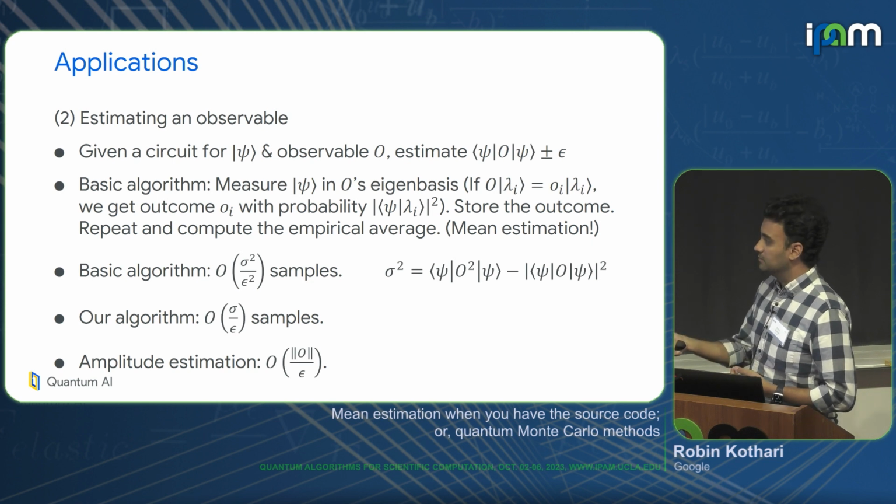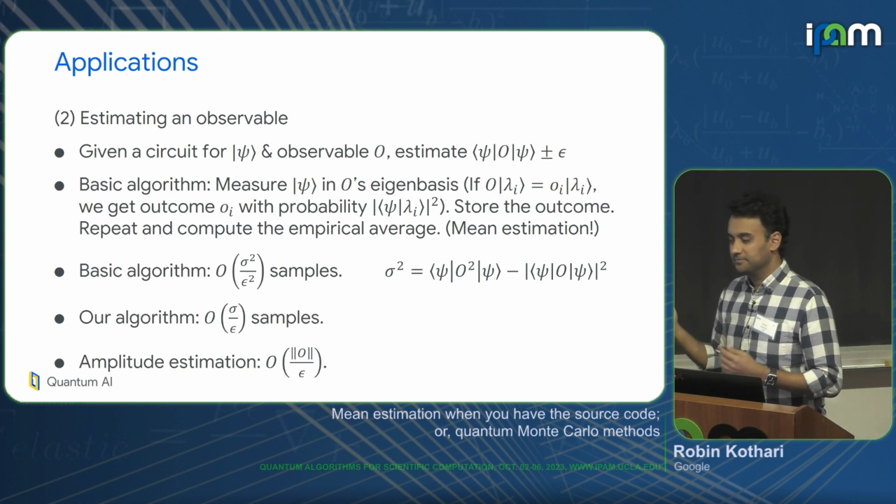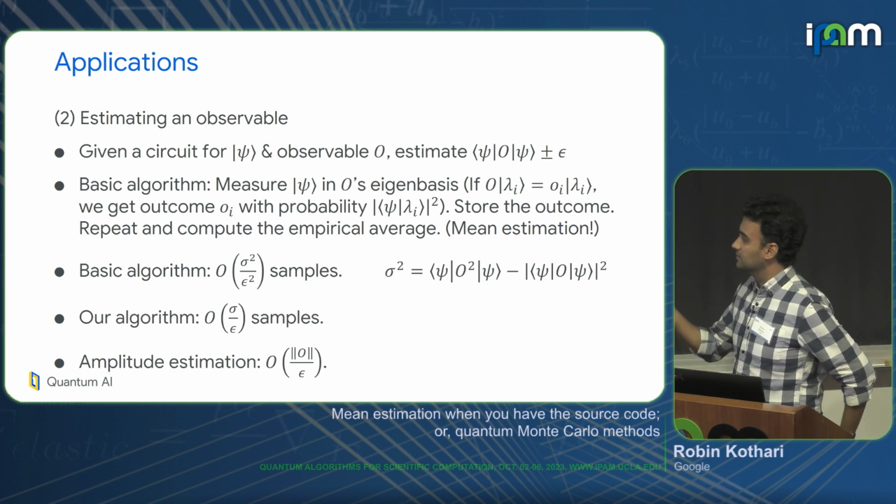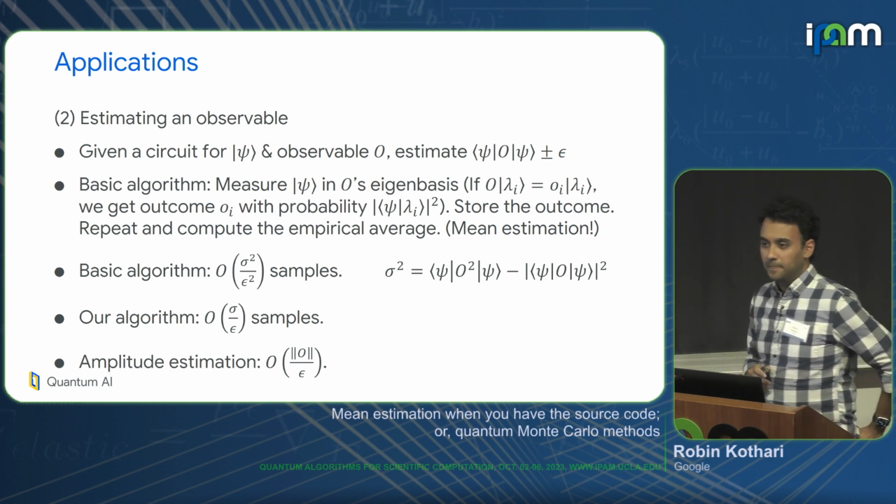I assume this is also how people do it in practice in the real world when they want to estimate observables at a potentially large norm. You just use Chebyshev. Yeah?